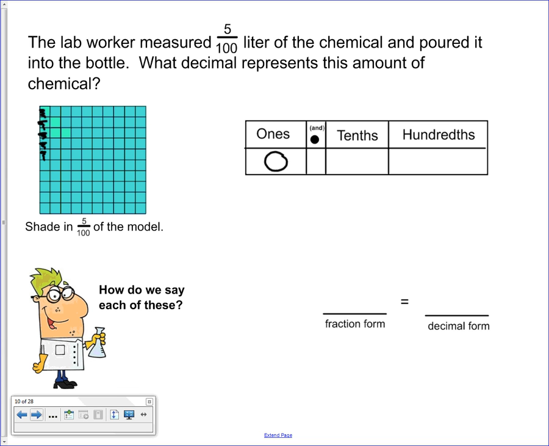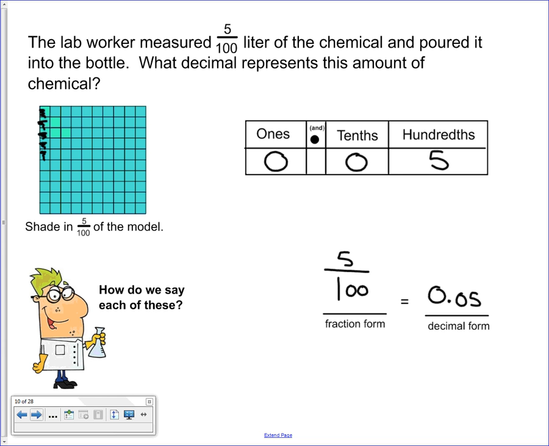And do I have any tenths? Is there a whole strip there? No, there's none there. So it's going to get a 0. I'll put a 5. So in fraction form, this looks like this. 5/100ths. In decimal form, it looks like this. 0 and 5/100ths. Notice the 0 in front of the 5. I have to put that there, otherwise, it just doesn't make sense.